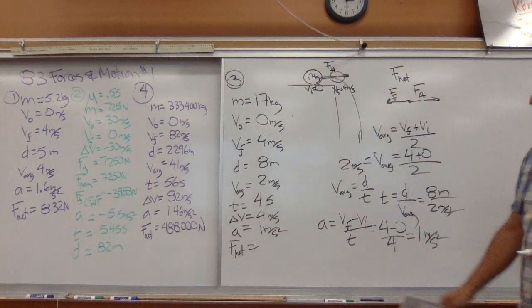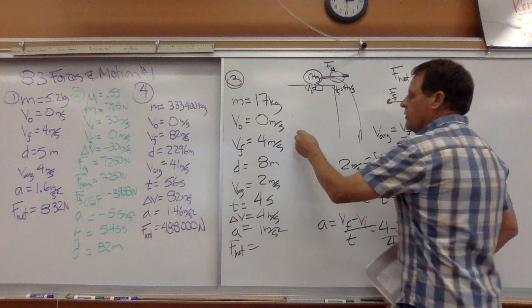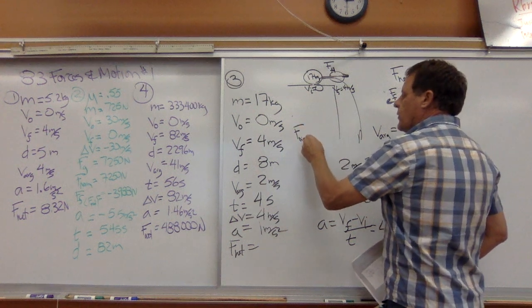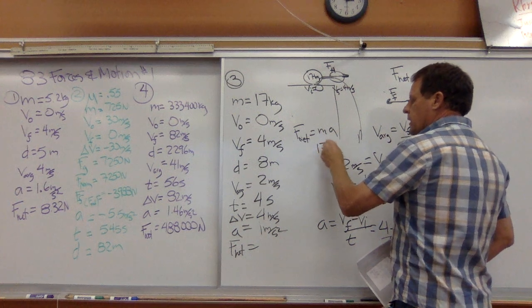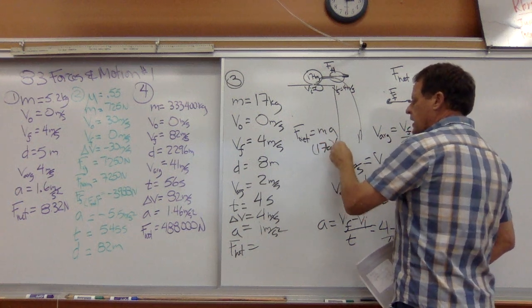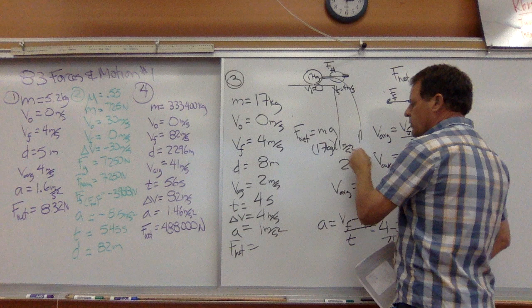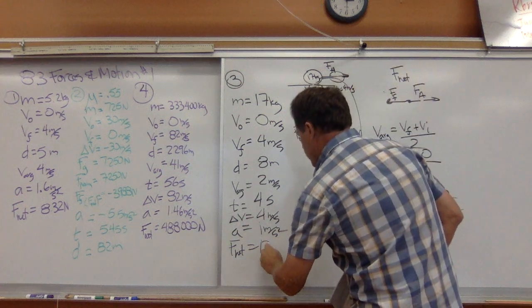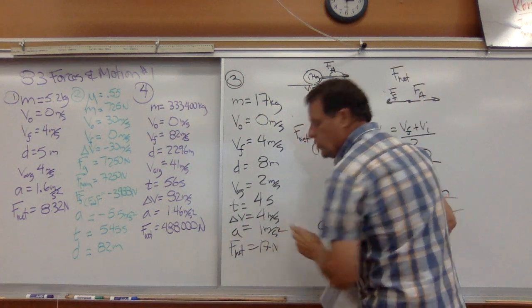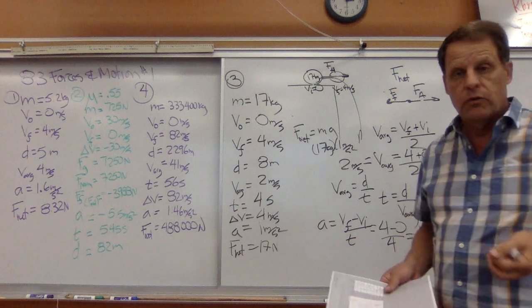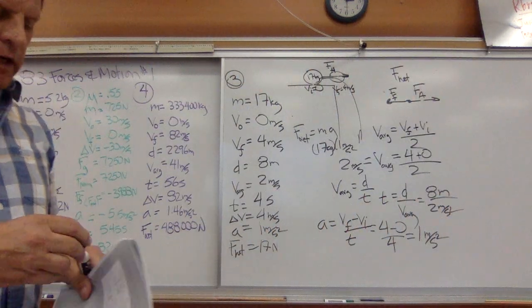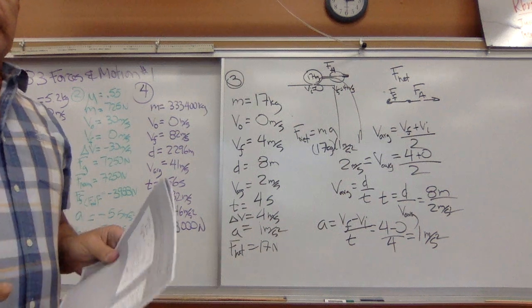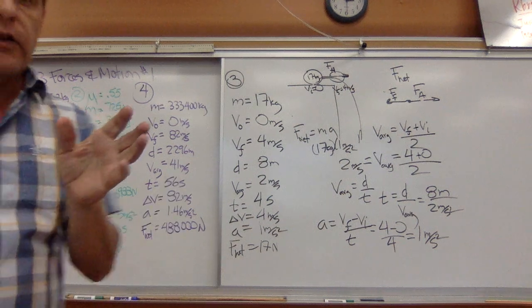Now I can calculate the net force. The net force is equal to m times a. So I can have 17 kilograms times 1 meter per second squared, and that's going to give me 17 newtons. 17 newtons.